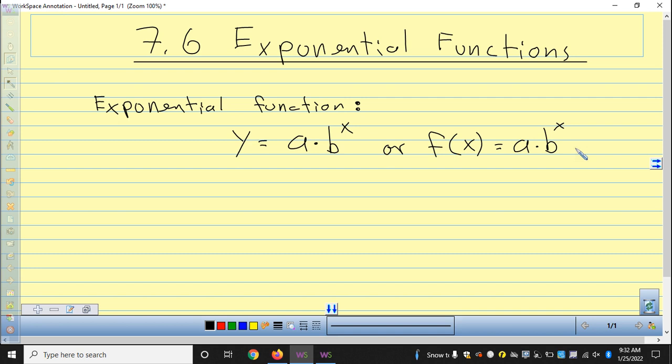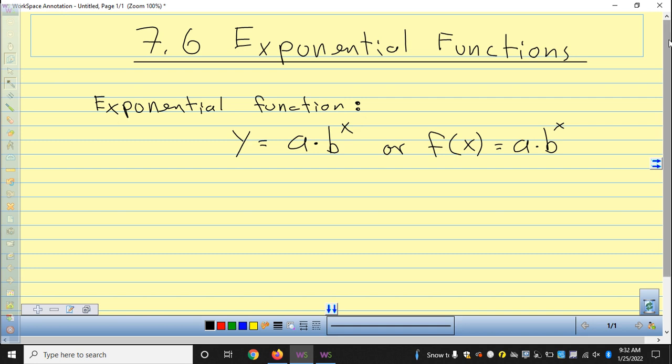And what makes this different from the functions that we've been talking about so far is that x, our variable, is an exponent. So that's why we call it an exponential function. Any exponential function is going to look something like this.